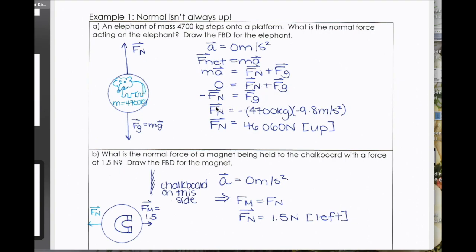If we put F of n on the other side, subtracting it from both sides, and then divide the negative to this side, now we have negative F of g equals positive F of n. And then plug in our F of g, so the mass of the elephant times the acceleration due to gravity. And what we find is that the normal force is 46,060 newtons up.